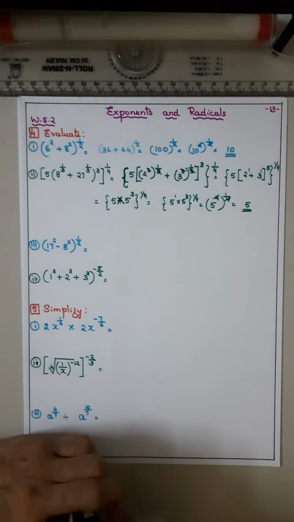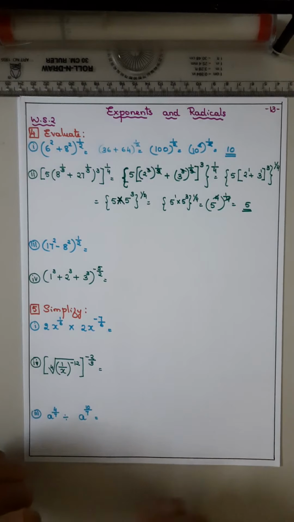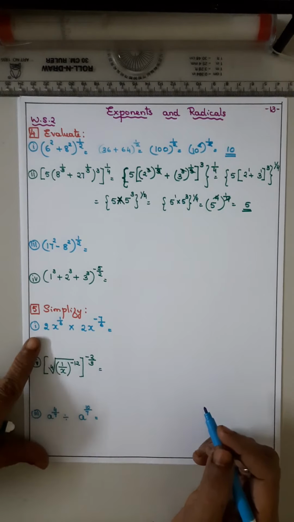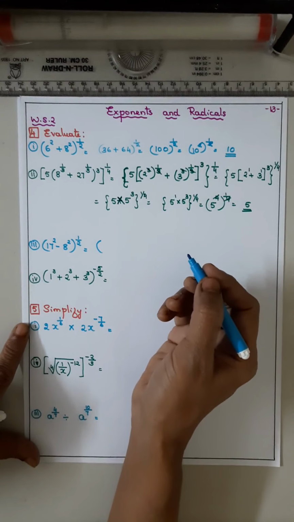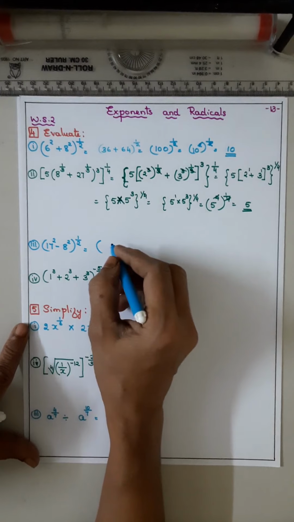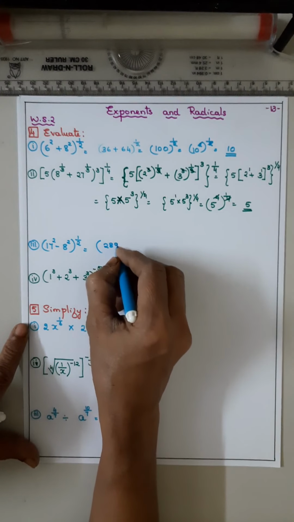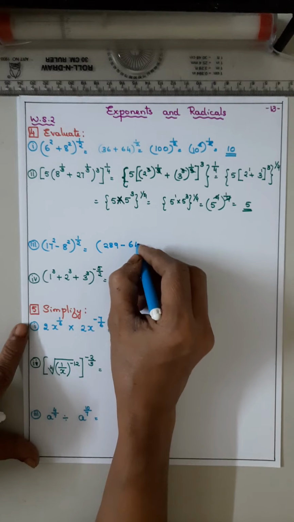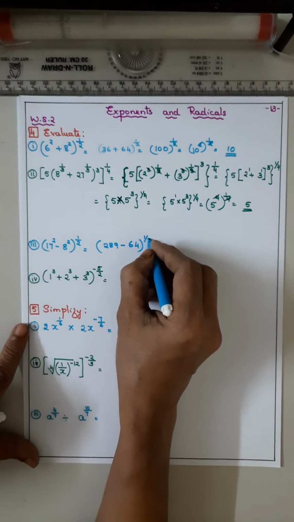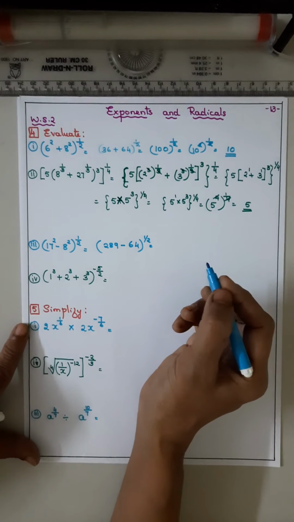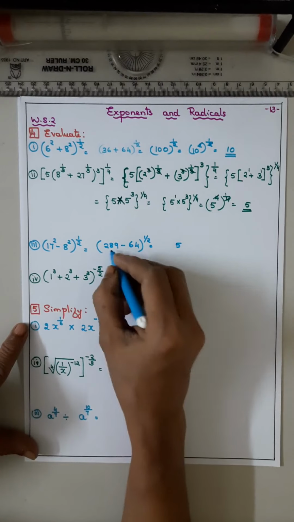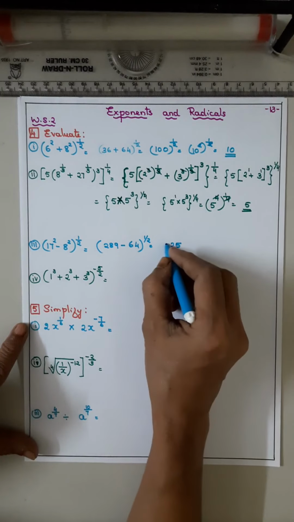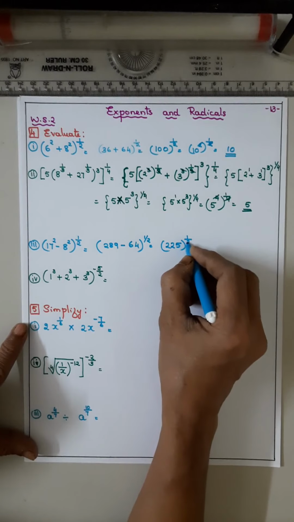Clear? Now third sum, it is 17 squared minus 8 squared, the whole power 1 by 2. So 17 squared, here again no law can be used. So 17 squared is how much? It is 289, minus 8 squared is 64, then 1 by 2. You have to find out the squares and then you subtract. 9 minus 4, 5, 8 minus 6, 2 and 2, the whole power 1 by 2.